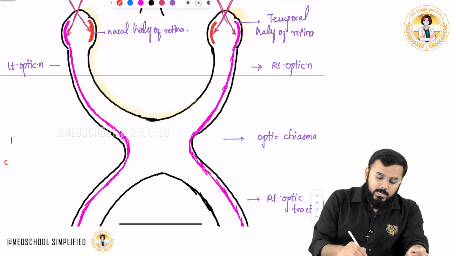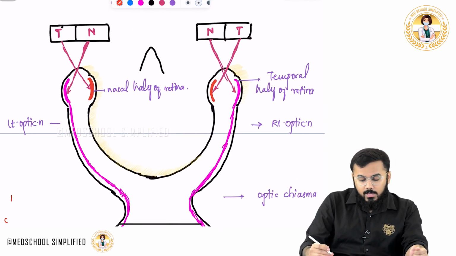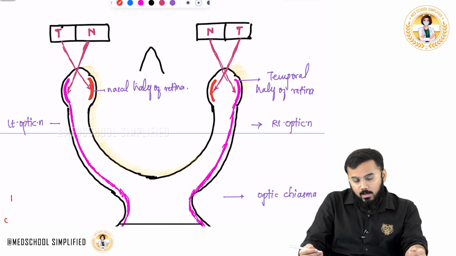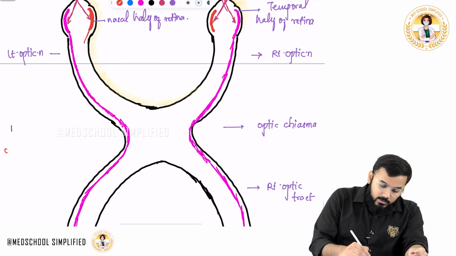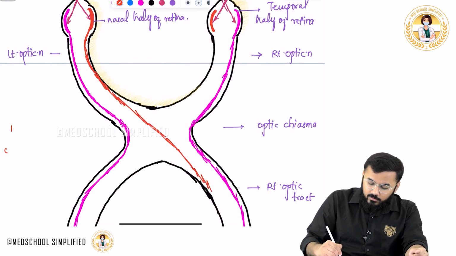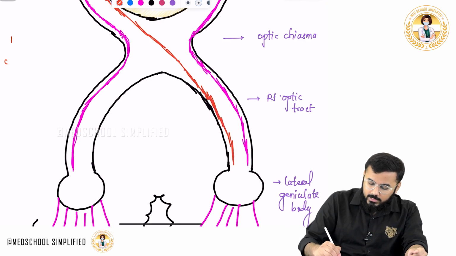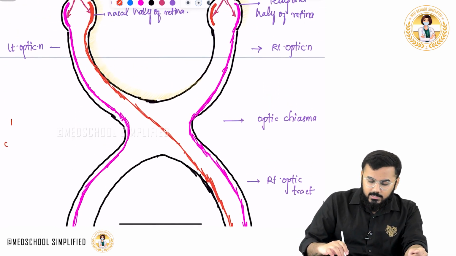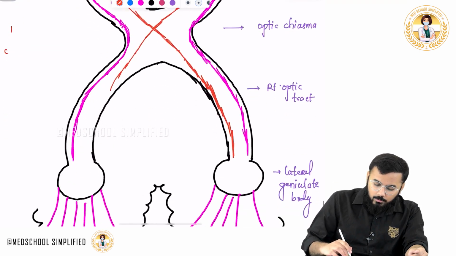Now, what about these red color fibers? Once the images from the left eye temporal half and the right eye temporal half fall on the nasal part, what is happening? This group of optic nerve fibers crosses to the opposite side of the optic tract. You see they are crossing to the opposite side and going down. The same goes for the right eye also. You see the nasal half here is crossing onto the opposite side.